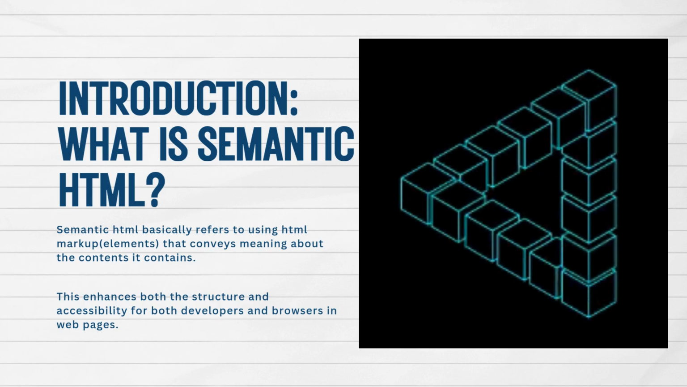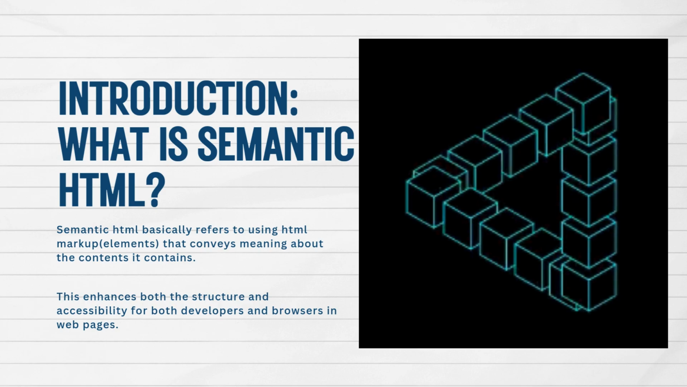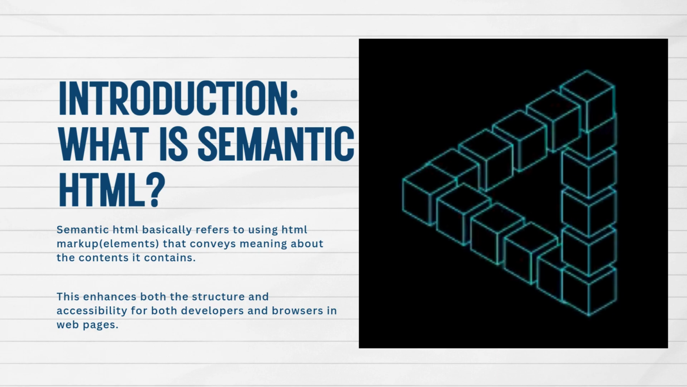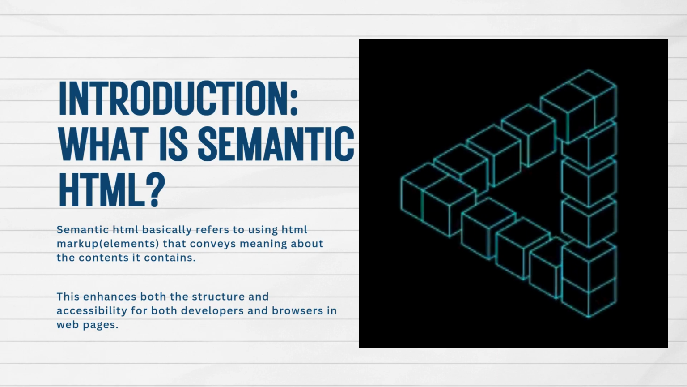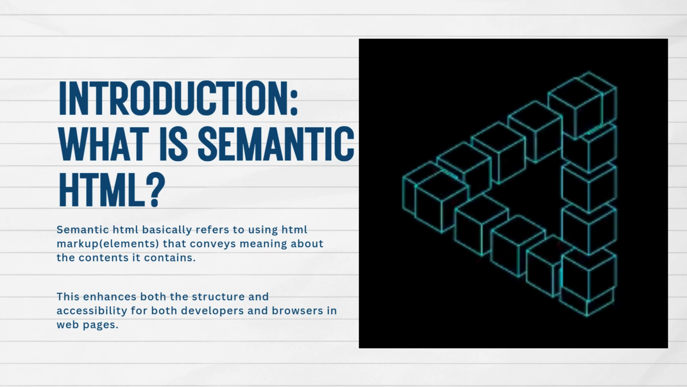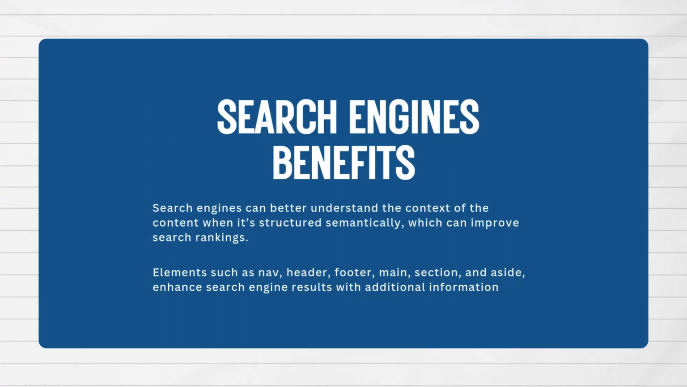What is semantic HTML? Semantic HTML basically refers to using HTML markup that conveys meaning about the contents it contains. This enhances both the structure and accessibility for both developers and browsers in web pages. Search engines benefits. Search engines can better understand the content when it's structured semantically, which can improve search rankings. Elements such as nav, header, footer, main, section and aside enhance search engine results with additional information.